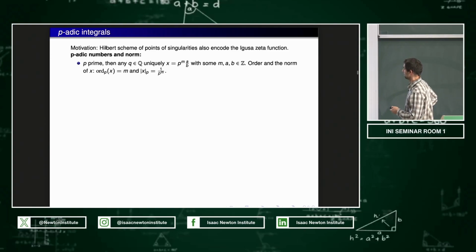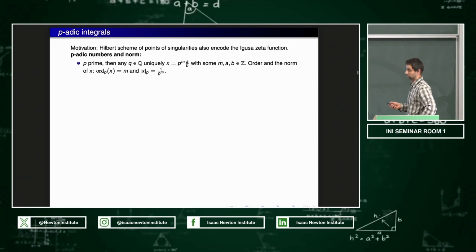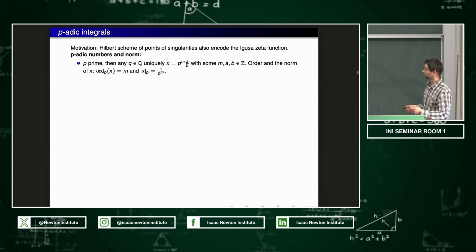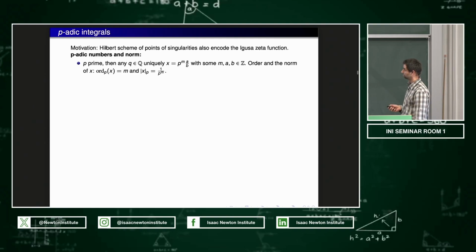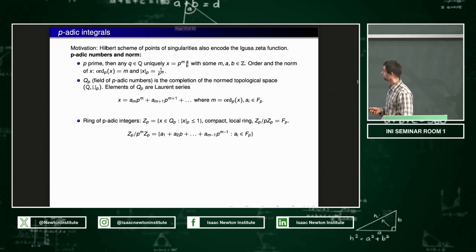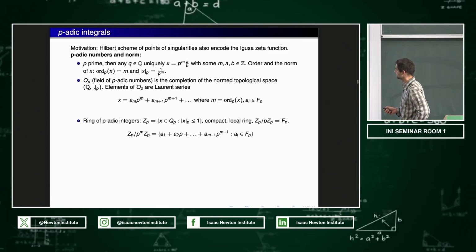We take a prime p, and for any rational number, we can write it uniquely as some power of p times a rational number a/b where a and b are not divisible by p. In this case, the order is defined to be m, and the norm is defined to be 1 over p to the m. This is the p-adic norm. And the field of p-adic numbers, Q_p, is the completion of Q with respect to this norm.